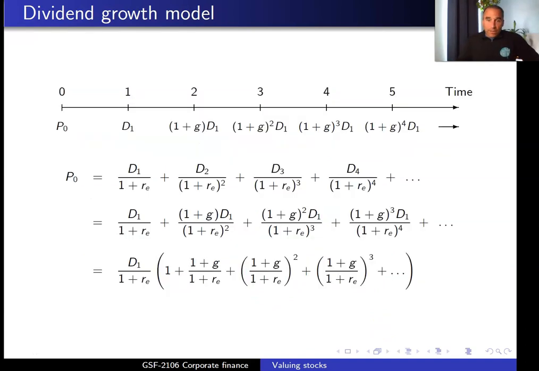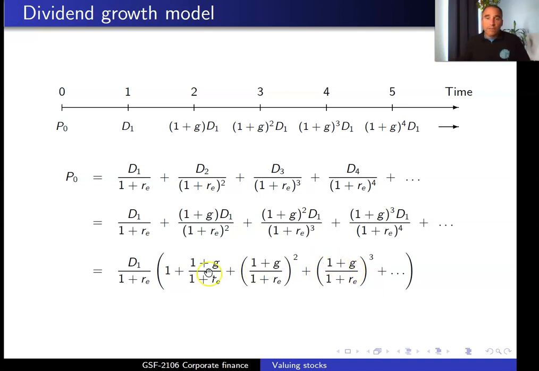So in order to have a closed solution for P0, we need to find a formula for whatever we have in parentheses here. What we have here has a closed form solution only if g is smaller than RE. If g is greater than or equal to RE, then this summation here, 1 plus whatever squared plus whatever to the power 3, is infinite.